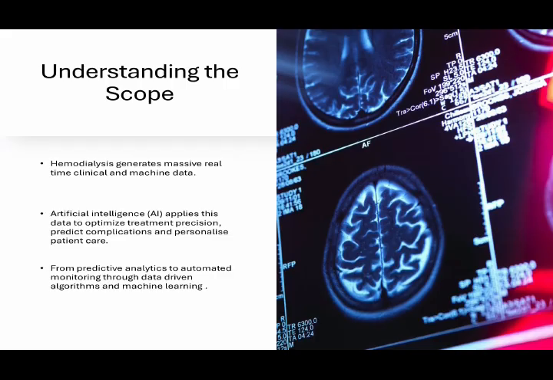Understanding the scope. As we all know, hemodialysis generates massive real-time clinical data and machine data. This data is produced while the dialysis therapy is going on, and an endless amount of data is generated on each dialysis session. And this data is actually used by artificial intelligence. Artificial intelligence applies this data to optimize treatment precision, predict complications, and personalize patient care. Finally, it will lead from predictive analytics to automated monitoring. This is happening through algorithms and machine learning.